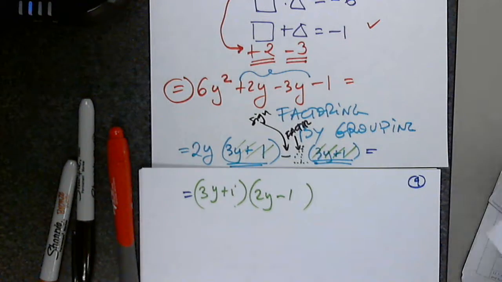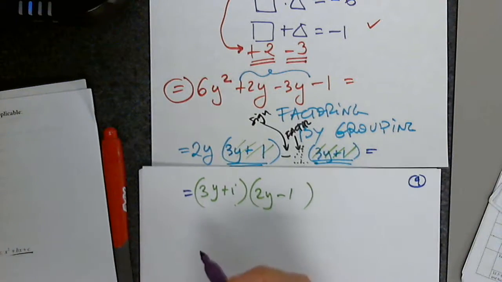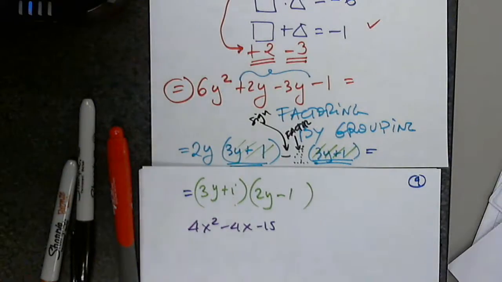I want to skip part B and do C first, and then come back to B. I want to do one more example before we do B. So 4x squared minus 4x minus 15. So teach me how to do this.